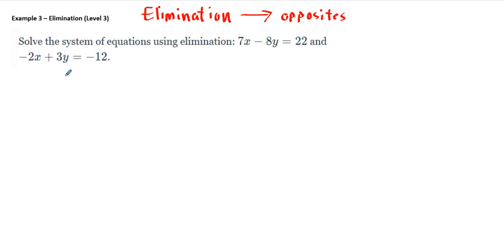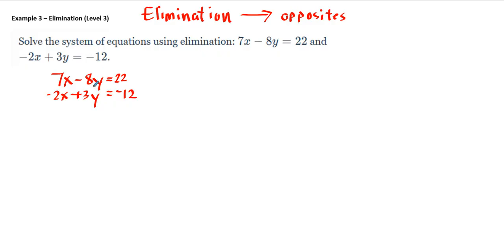So I'm going to take my first equation and write it as 7x minus 8y is equivalent to 22. Then I will take the equation underneath that, negative 2x plus 3y is equal to negative 12. I have the numbers 7 and 2, 8 and 3, and I can really play with either of them, but I'm going to probably go with 7 and 2 because those seem a little bit less extreme than 8 and 3.